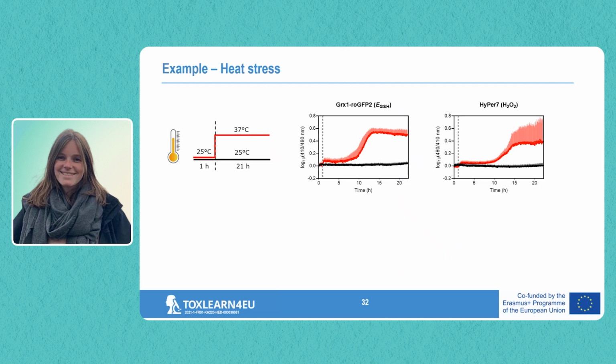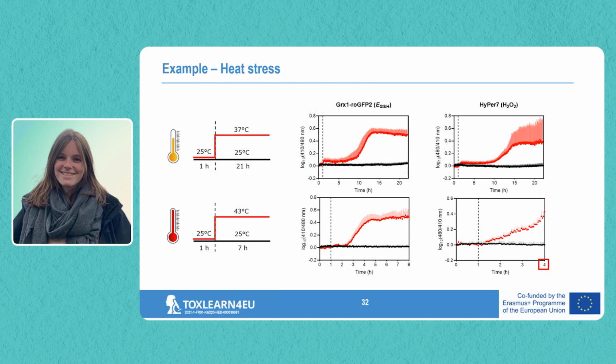Then on the right side, we have the HyPer7 sensor, which is one for hydrogen peroxide. What you can see here is actually a very similar response. A very tiny oxidation at first, and then towards the end, you get this massive oxidation. At that point, the plants are really not happy anymore.